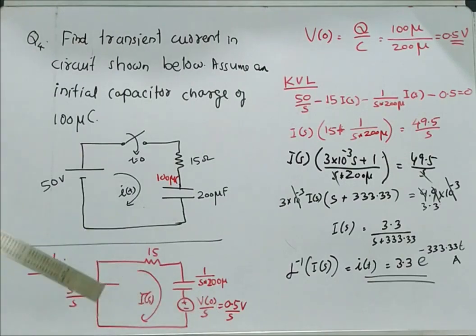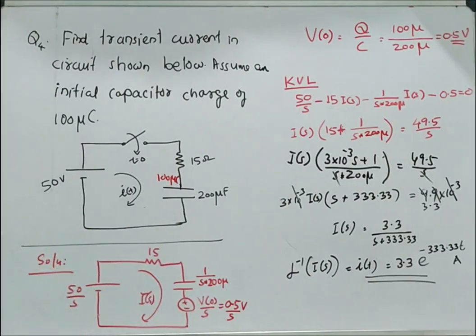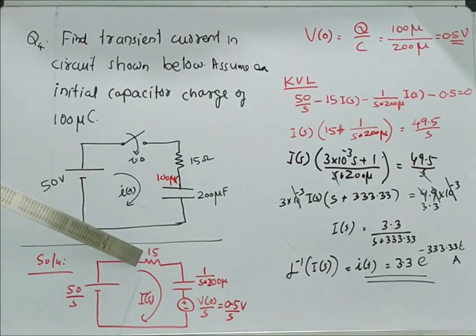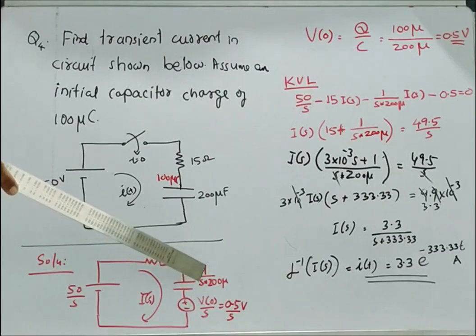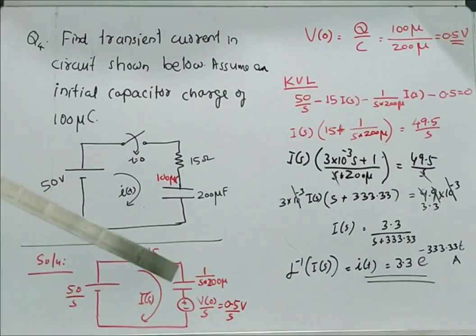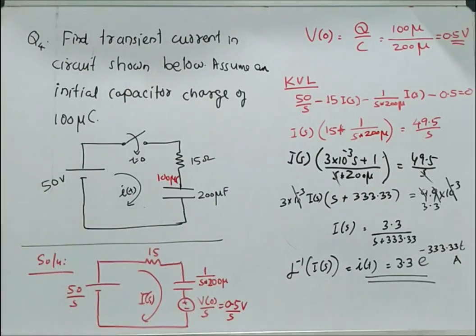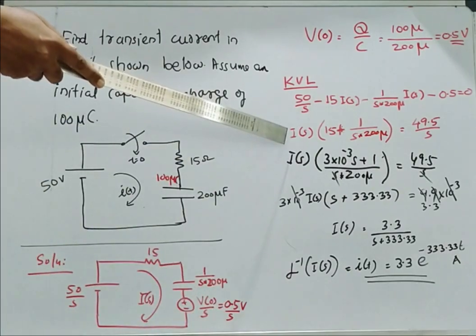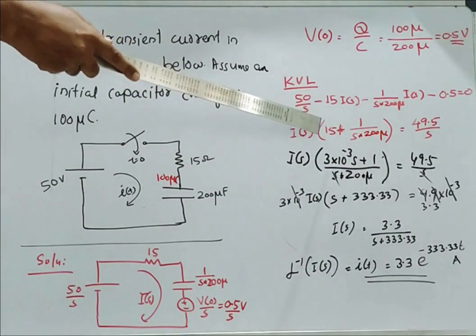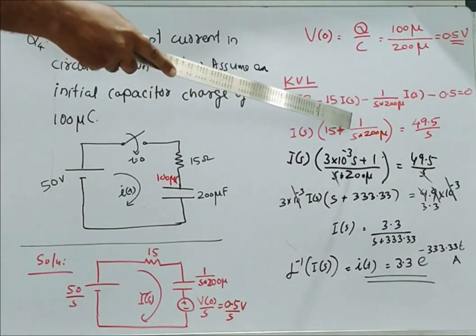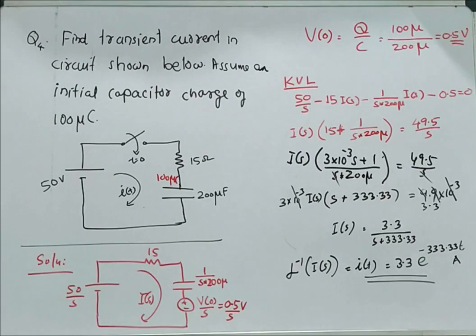Now we can easily write down the KVL equation. When writing the KVL equation, this becomes 50 by S minus 15 into I of S minus 1 by S into 200 micro into I of S minus 0.5 by S is equal to 0. Simplifying, we obtain I of S into 15 plus 1 by S into 200 micro is equal to 49.5 by S.